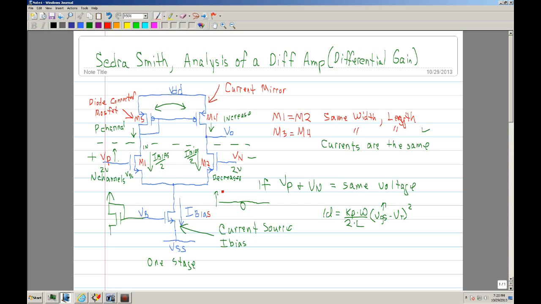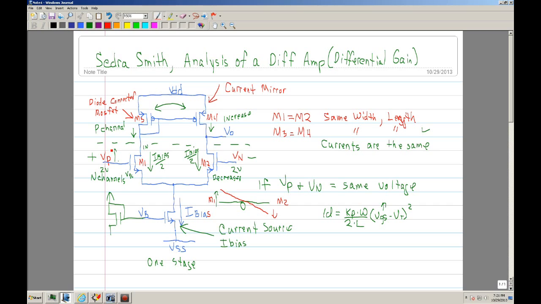Just like in a seesaw, you add weight on one side, or actually you increase the current on one, the current goes up in this, and then it increases here. The current is going to decrease on one side of the MOSFET. So in this case, this would be M2, this would be M1.